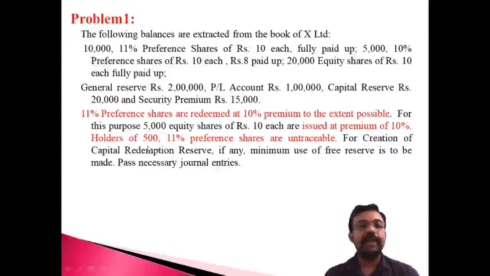So this 500 shares are untraceable. For the creation of the capital redemption reserve, if any, minimum use of the free reserve is to be made. Pass the necessary journal entries. So that's the question. The company first decided that this category, the 11% preference shares, are to be redeemed at a premium, and equity shares of 5,000 are issued for the redemption purpose, and holders of 500 11% preference shares are untraceable.